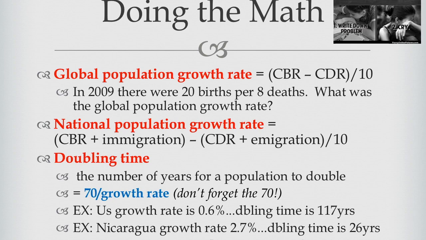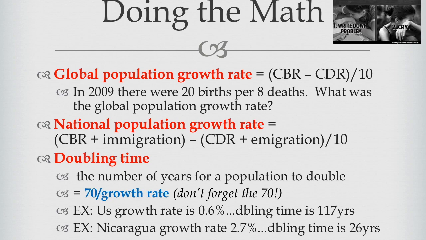In 2009, there were 20 births per 8 deaths. What was your global population growth rate? 20 births per 8 deaths. So your crude birth rate was 20 per 1,000. Your crude death rate was 8 per 1,000. What was your growth rate? You gotta divide by 10. 1.2. So 20 minus 8 is 12, divided by 10 gives you 1.2.